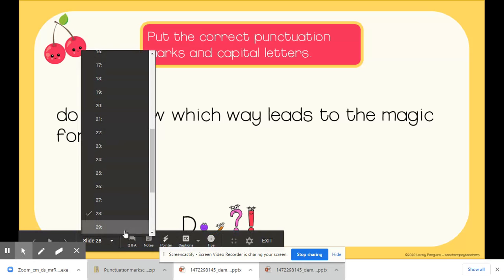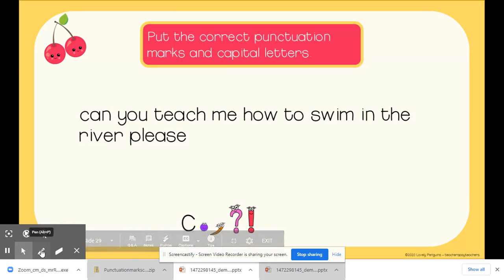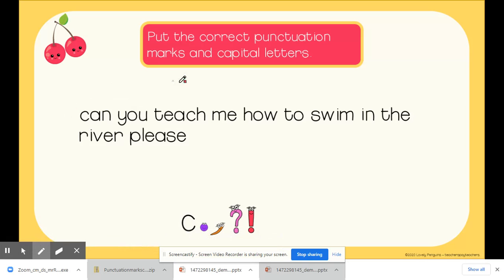Let's try this one here. Can you teach me how to swim in the river, please? All right, we have a capital C. We need to make sure we put that in the beginning of our sentence. Now, the river doesn't have a name, so we don't need to make it a capital R. If it was like the New River or the Catawba River, we'd have to put a capital in the beginning of those names, but not if it's just river.